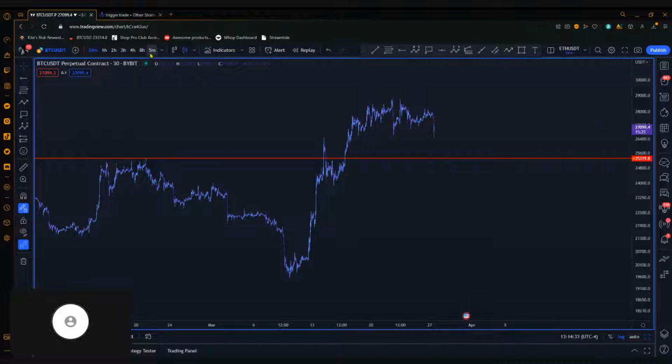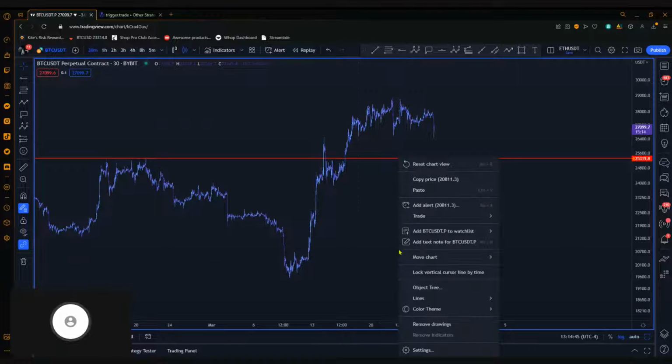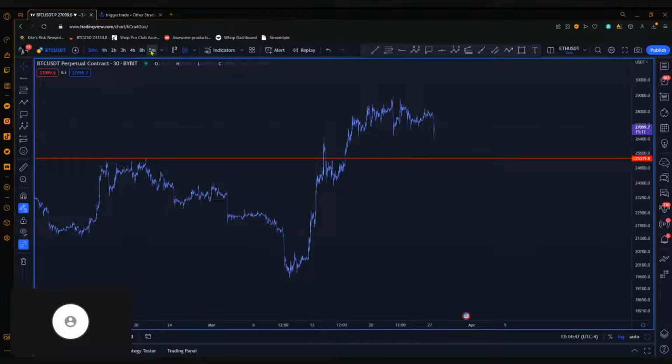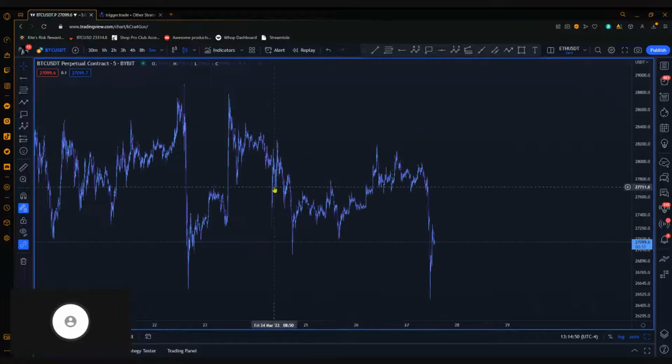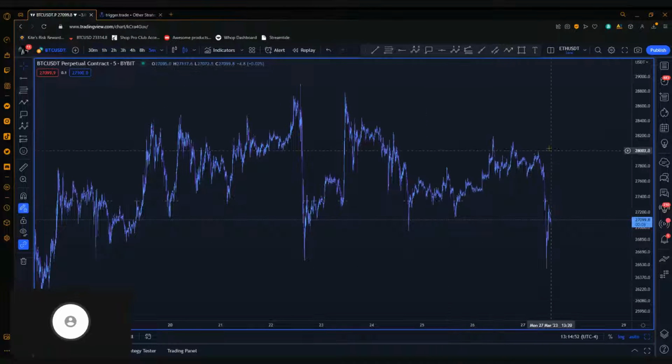I'm not the biggest fan of scalping using the ABCs just because price will tend to dance a lot in certain areas. And it's very, very hard to focus on the important levels that matter. If I go to a 5-minute zoom in, you can see there's ABCs here all day.